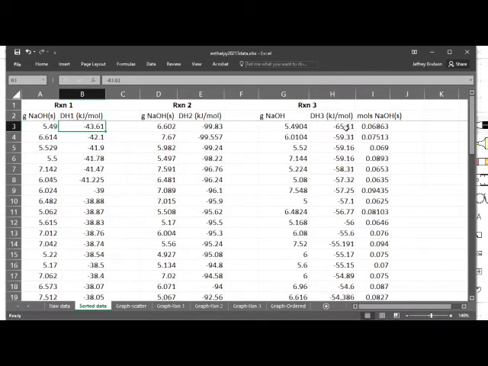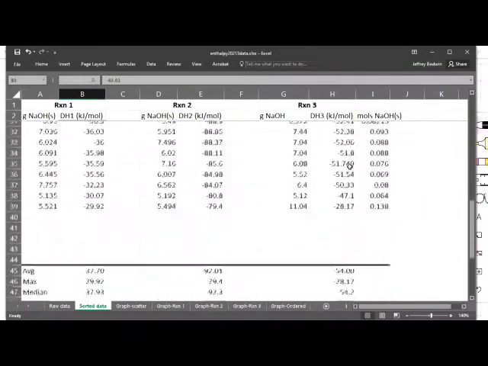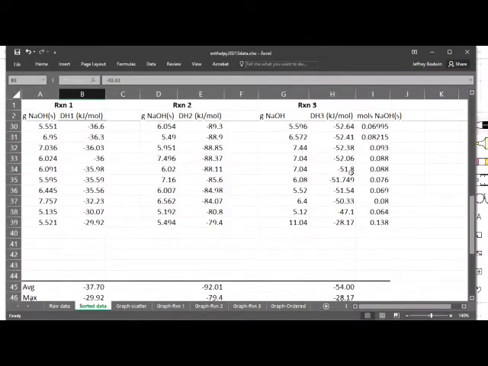Up at the top of reaction 3, negative 65, and then 59, 59, 59, 58. So negative 65 looks like it's kind of out there. It's a little farther out than the rest of these. Let's take a look at the other end of the range. 51, 51, 51, 50, 47, 28.